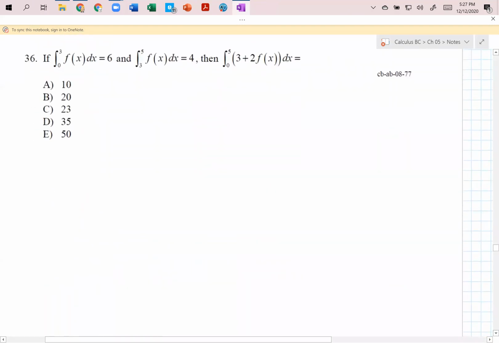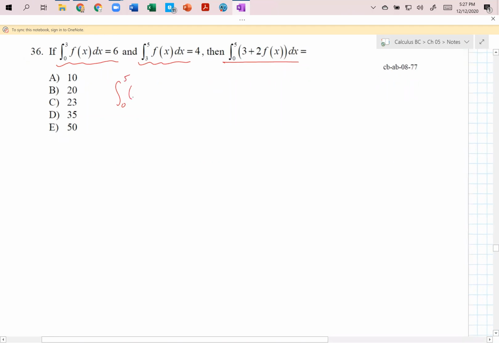Number 36. So we're given some information about the f between 0 and 3, f between 3 and 5, and then we have to do this integral. Let's break down that integral using some of our properties of definite integrals. First of all, I can break it down on the addition subtraction part.